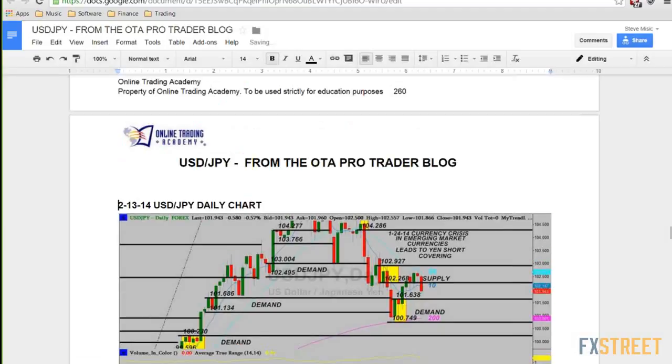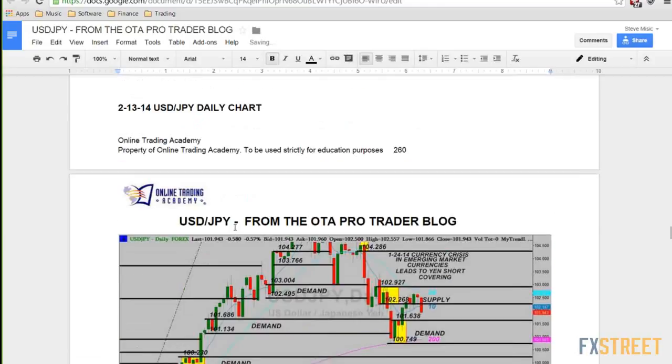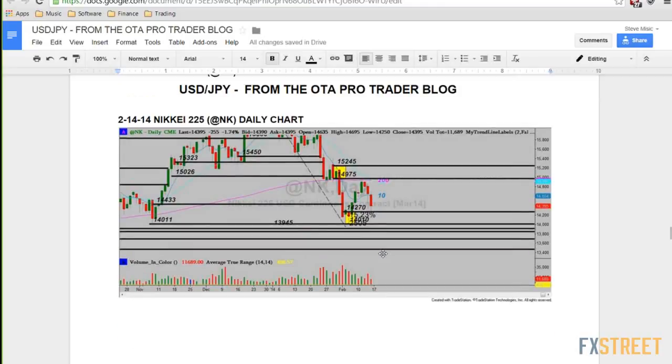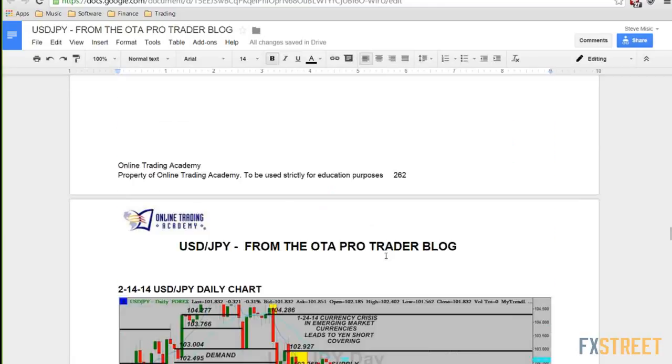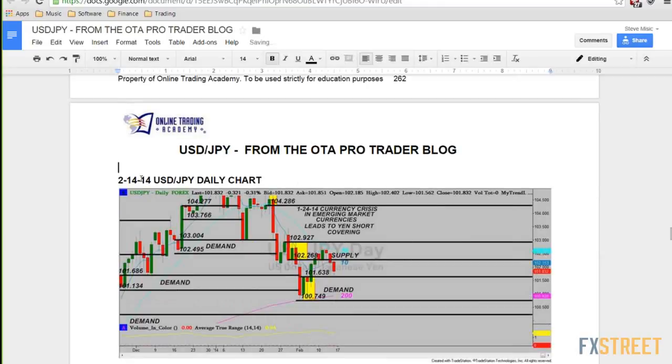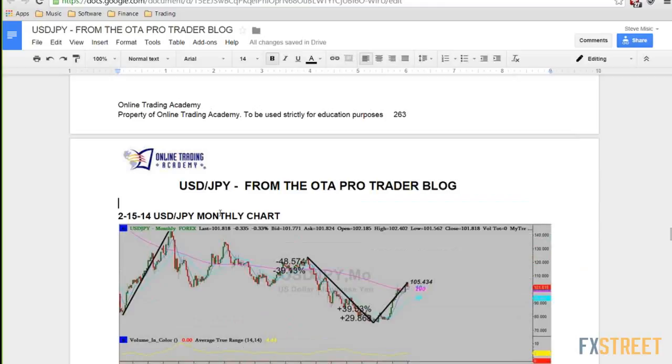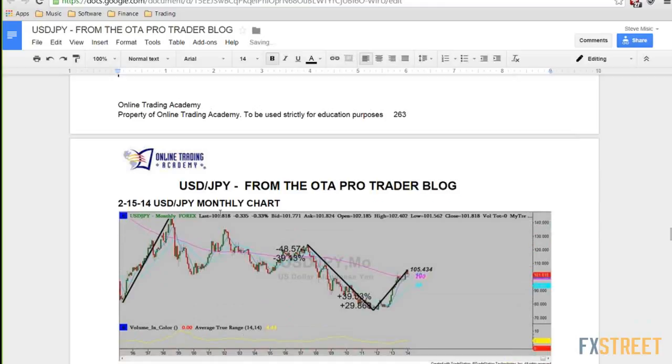Now we're in the second week of February. Okay. And the Nikkei comes down to the demand level, bounces out of the demand level, and the dollar comes down to the demand level and bounces out of their demand level too. Remember, these things are on top of each other. They're very, very close. Nothing really different on the monthly chart, still stuck in that same range.